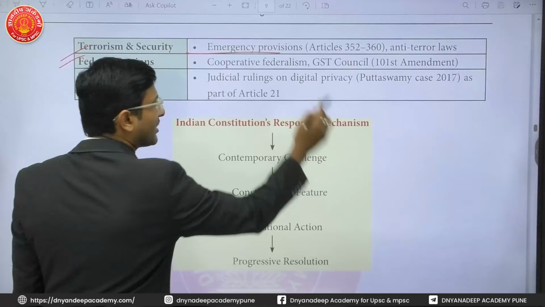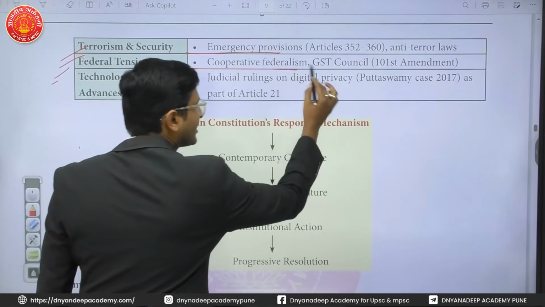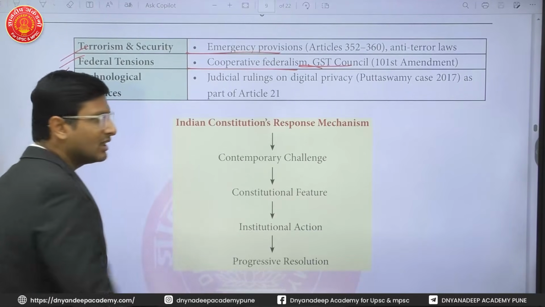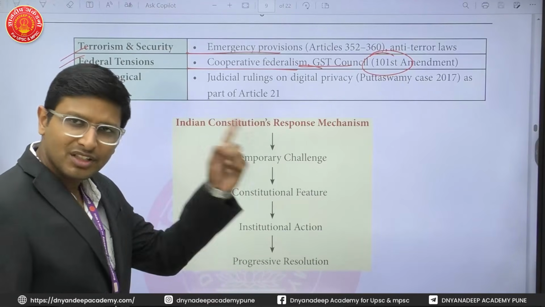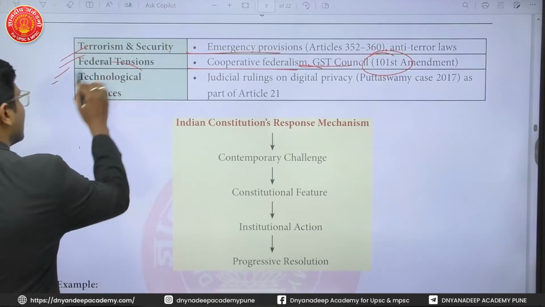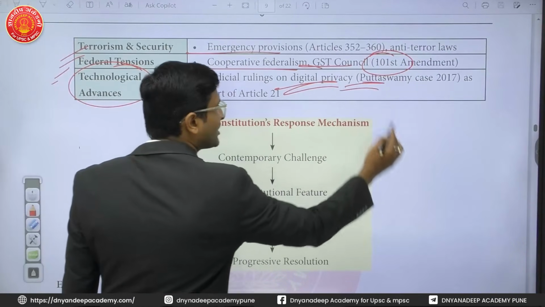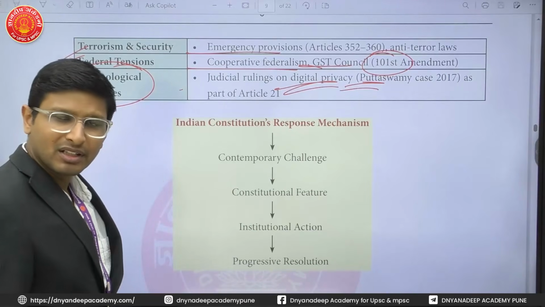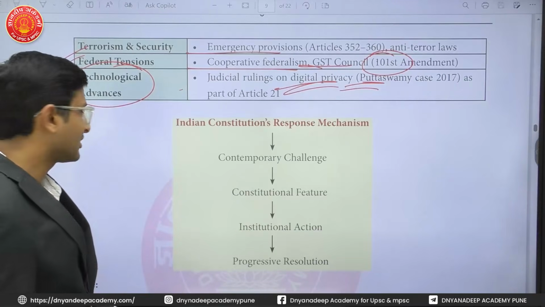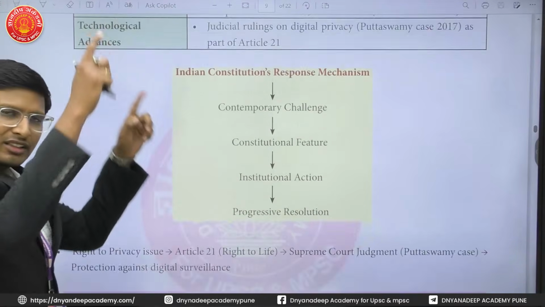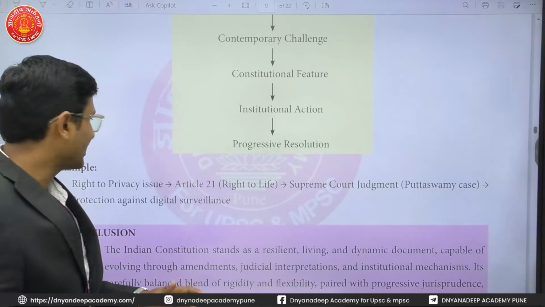Terrorism and security, emergency provisions are there, Article 350 to 360. Federal tensions, cooperative federalism, GST Council, we are promoting this. GST Council, Article 104, it is the 101st constitutional amendment. The GST is added there. Then technological advances, judicial ruling on digital privacy, Puttaswamy judgment 2017 with respect to Article 21. It shows that the Indian constitution is so relevant in dealing with the social challenges, and that is asked. So here you are writing the social challenges and which constitutional provisions are dealing with them.